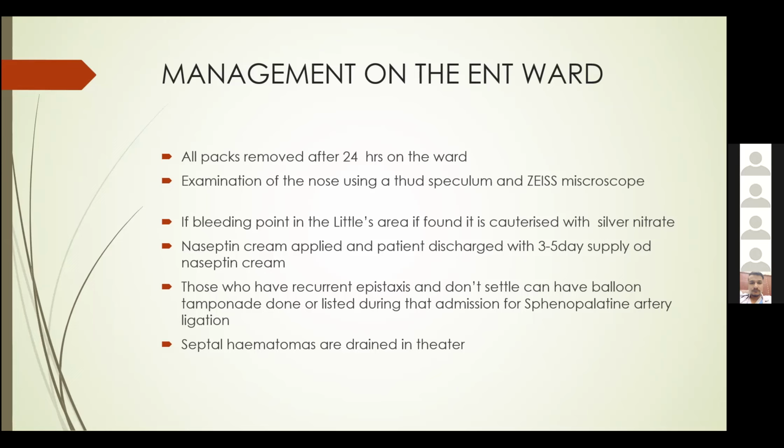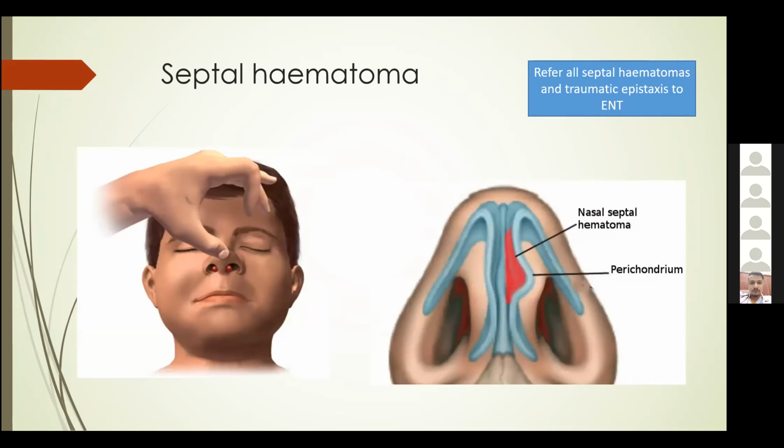There is another complication of what we call traumatic epistaxis. This is one thing you should be able to recognize in A&E, and it's called a septal hematoma. Septal hematoma occurs when there's a bleed between the crus of the anterior part of the nose, this is cartilage, and the perichondrium. So blood leaks into that because of a traumatic event, and it accumulates.